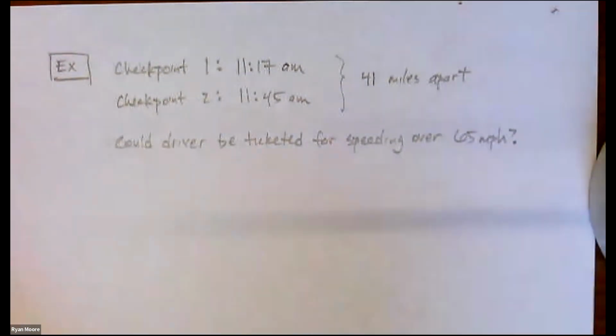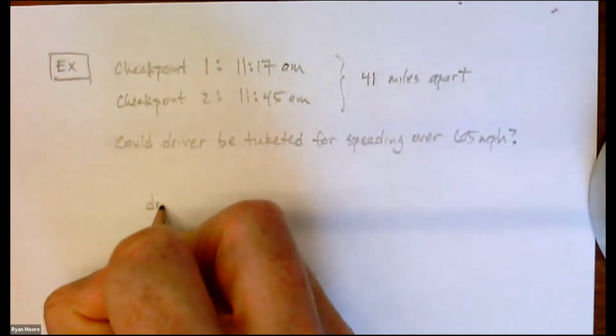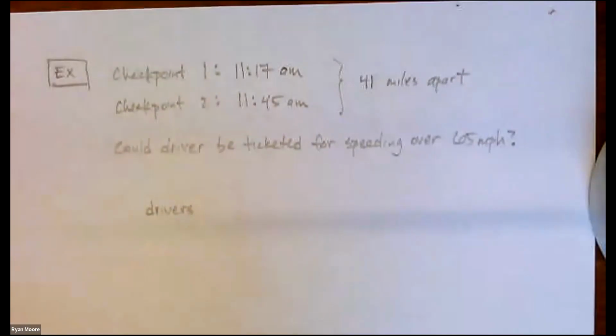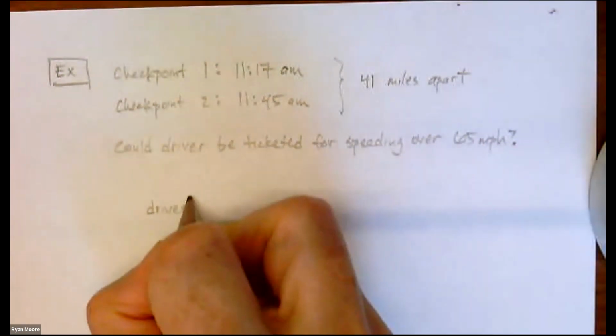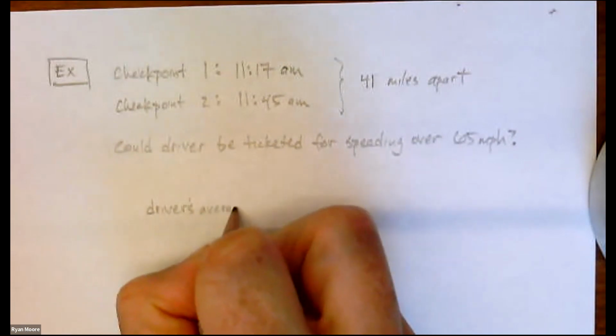So here's what we're going to do. We don't know the details of his journey. Maybe he or she was driving the same speed that whole 41 miles, right? Could be. Or it could have been that some parts they were driving slower, some parts they were driving faster. We don't know any of that. What we're going to do is look at the driver's average speed.